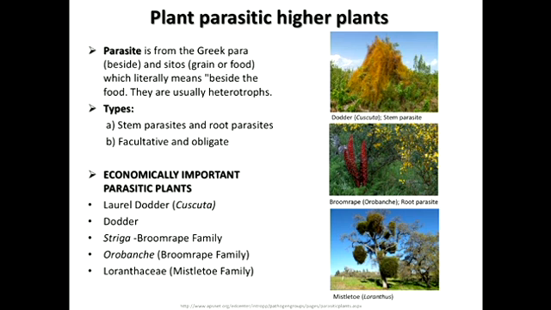There are two other categories. One is facultative and another is obligate parasite. In the obligate parasite, if the parasite completely depends on another plant, it's called an obligate parasite. And in the facultative, partially they are depending on the host. If you see at the bottom, it has green chlorophyll so that they could produce their food, but there are other nutrients maybe they are taking from that plant. So they are facultative parasites.